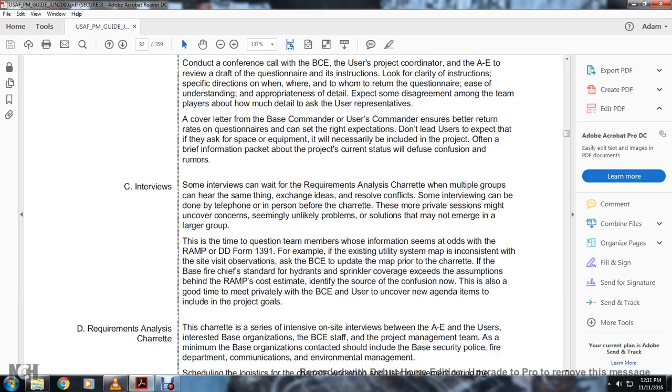The most private session might be the undercover. Concern seemingly unlike the problem. The solution may not emerge in the larger group. The time the question to the team members of the information seems to be odd with the requested management plan of the Department of Defense Form 1391.